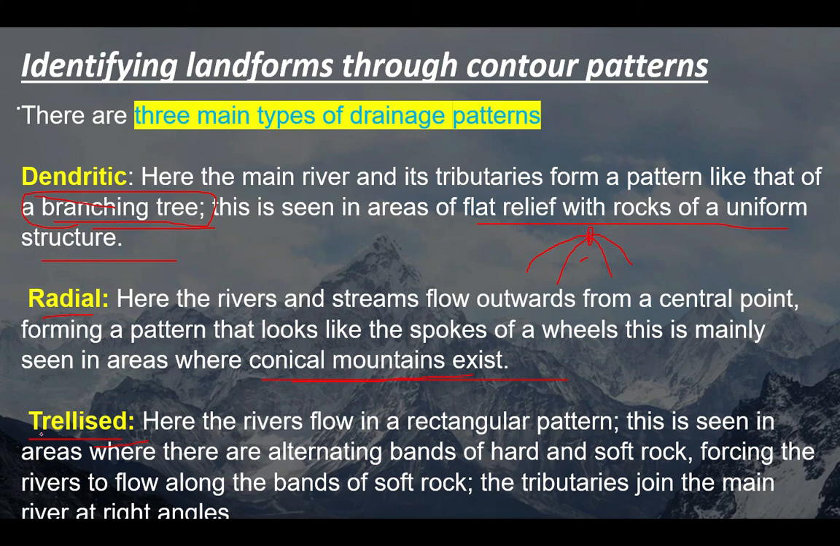Trellised. Here the rivers flow in a rectangular pattern. This is seen in areas where there are alternating bands of hard and soft rock, forcing the rivers to flow along the bands of soft rock. The tributaries join the main river at right angles.